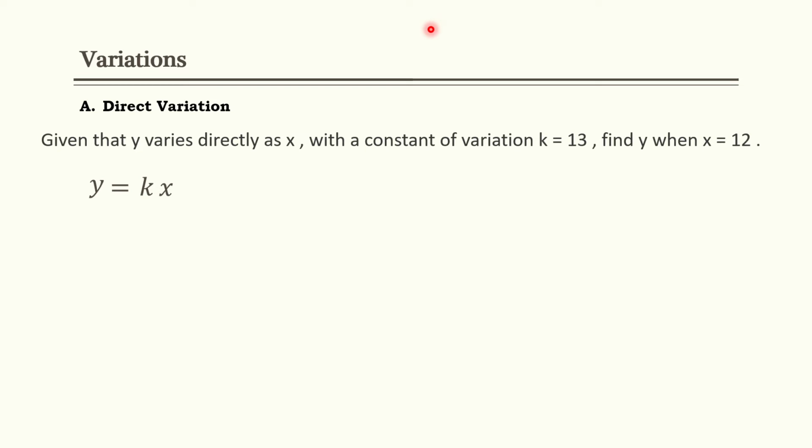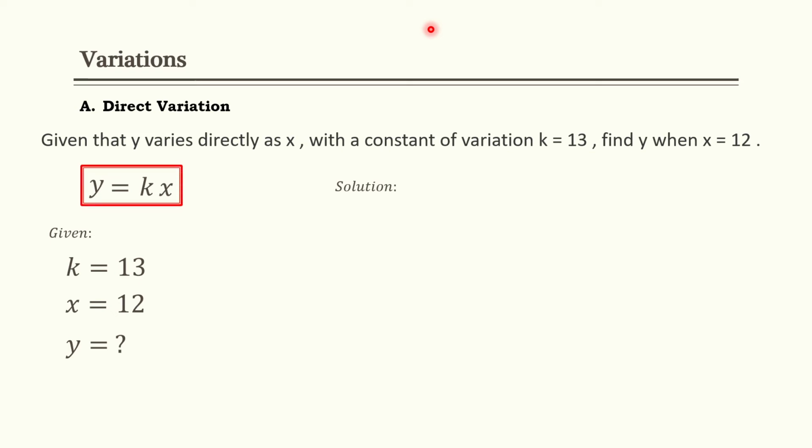Then, this time, we will put in the givens of the problem. What are the givens? So, we have k is equal to 13. We have x is equal to 12. And we are looking for the value of y. After this, we will substitute in the equation we created from this statement. That is why it is very important that we know how to translate a statement into an equation.